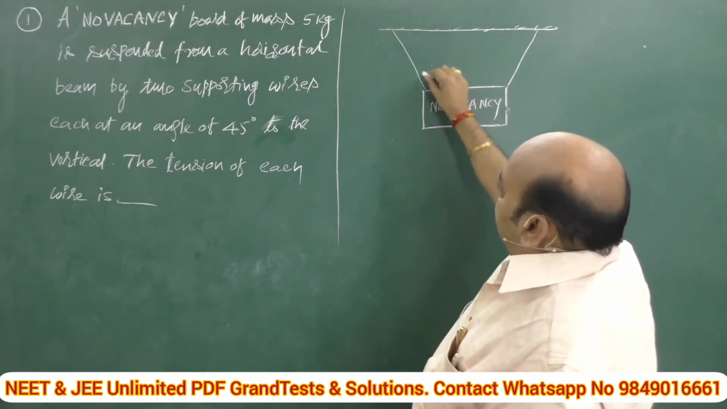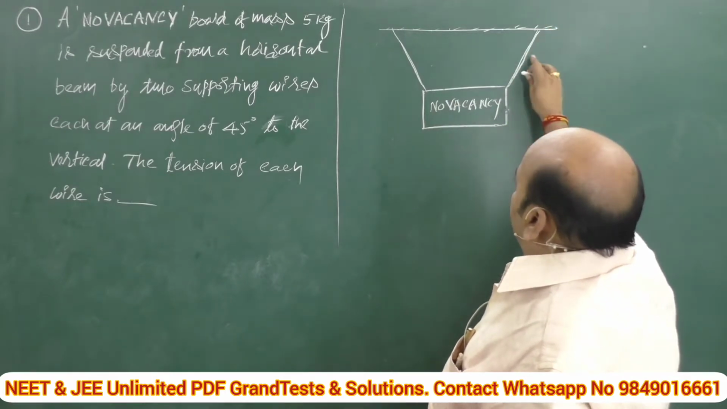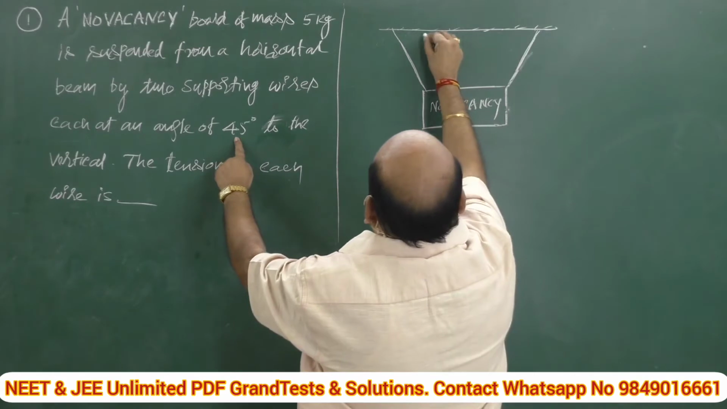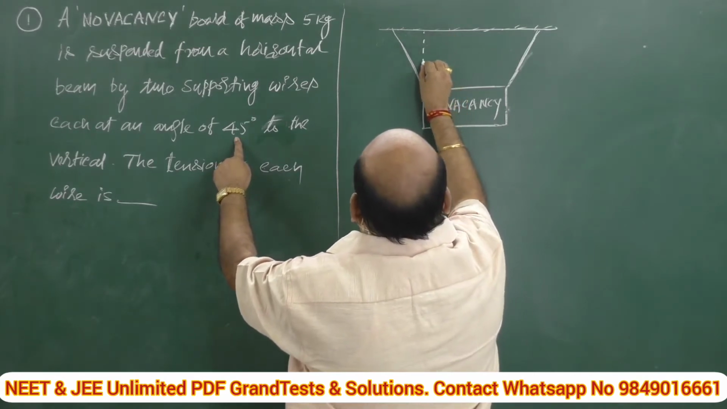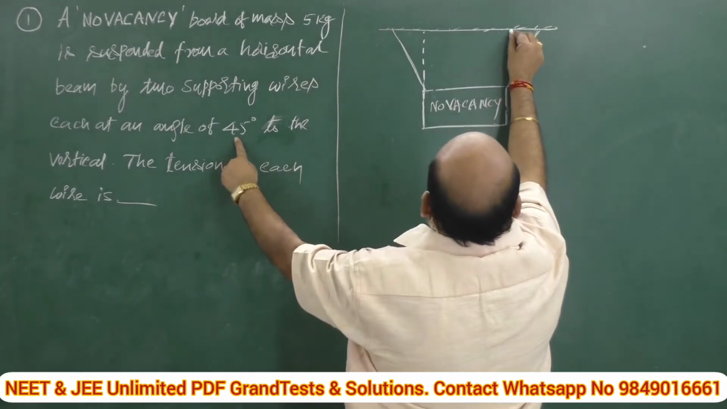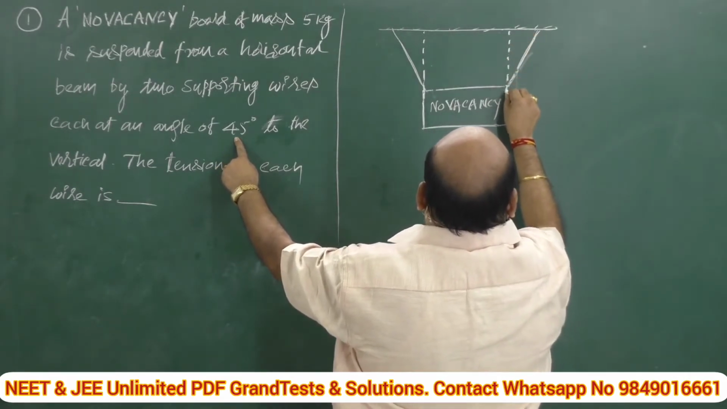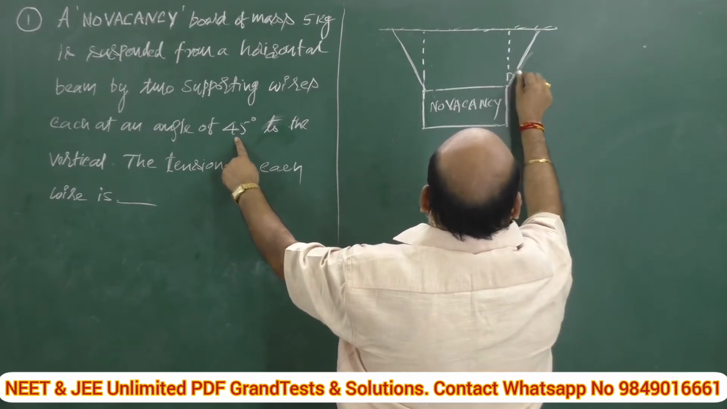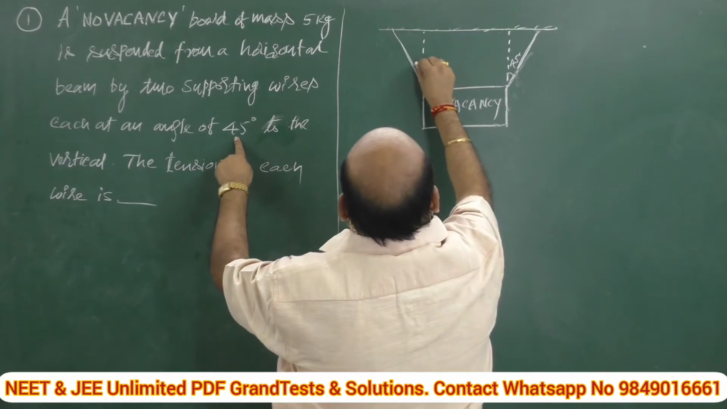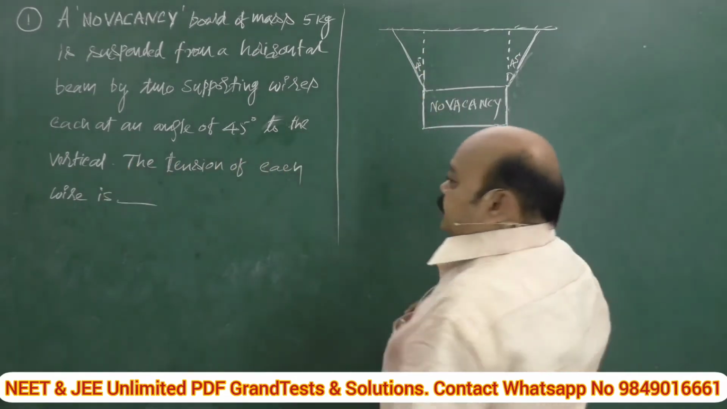The condition is that these two strings make a certain angle with the vertical. Let us study, what is the angle? 45. Vertical means what? This is the vertical drawn at this side, and this is a vertical. With this vertical, these strings are making an angle. How much is this angle? 45 degrees. This also is the same, 45 degrees. Calculate the tension in the string.